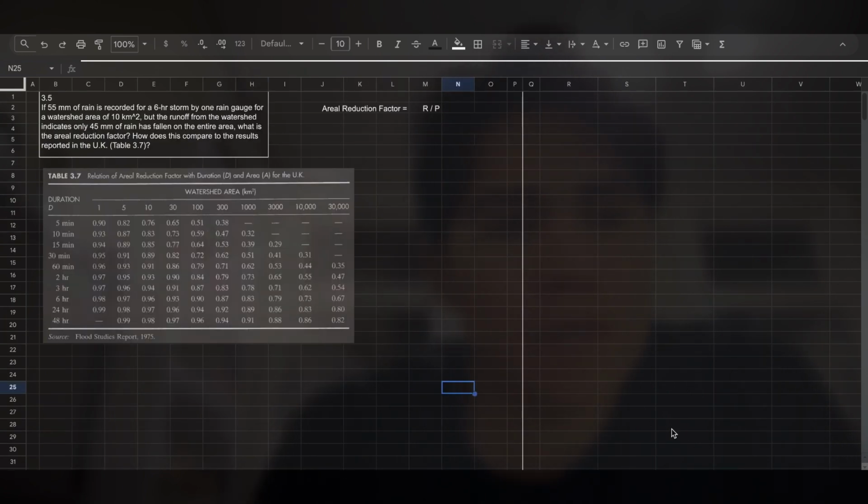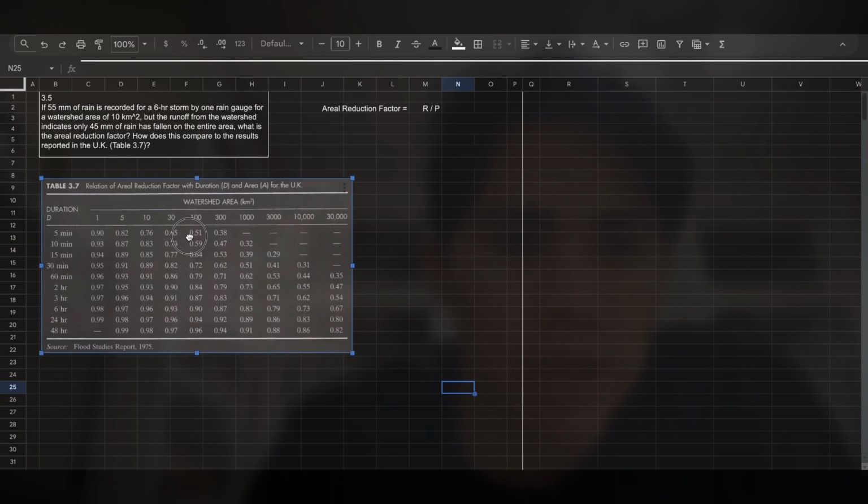In the last problem of this video, we're gonna solve for problem 3.5, which says, if 55 millimeters of rain is recorded for a 6 hour storm by one rain gauge for a watershed area of 10 square kilometers, but the runoff from the watershed indicates only 45 millimeters of rain has fallen on the entire area, what is the area reduction factor? And then how does this compare to the results reported in the UK? Table 3.7, we have it here.